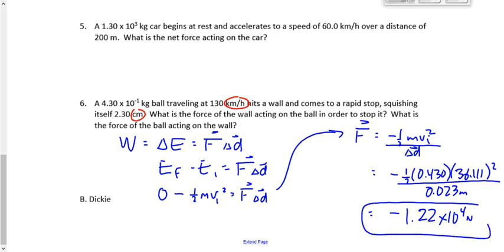So what's the force of the wall on the ball? The ball is moving to the right. The wall pushes on the ball in order to slow it down to the left. That's why the force is negative, right?